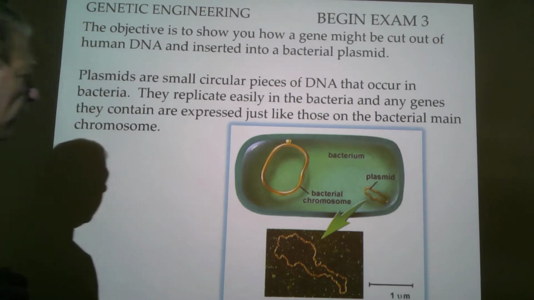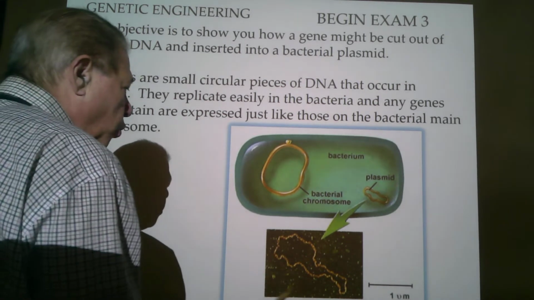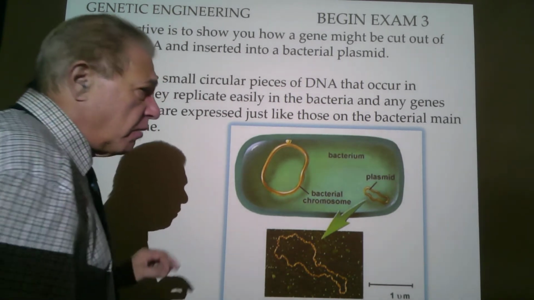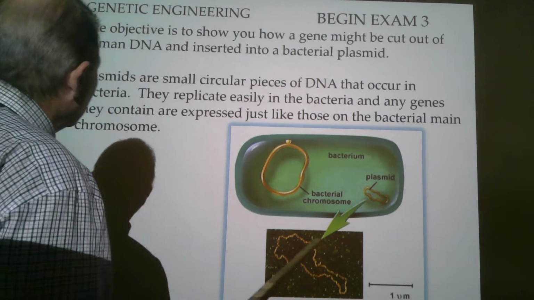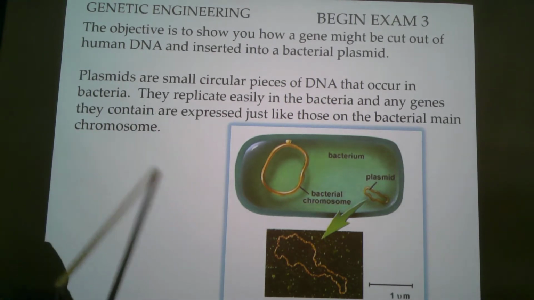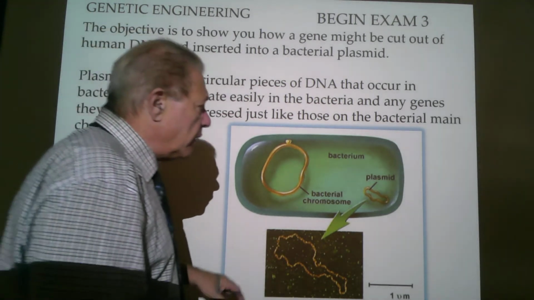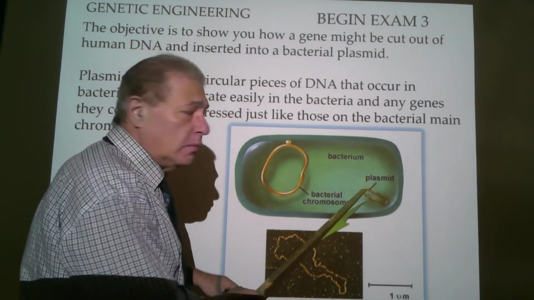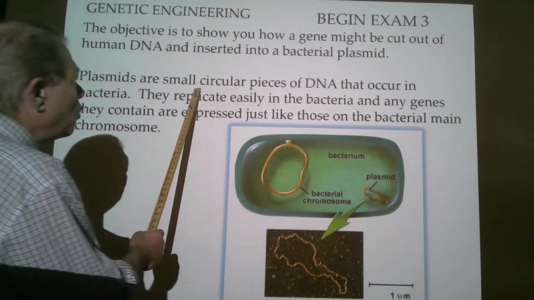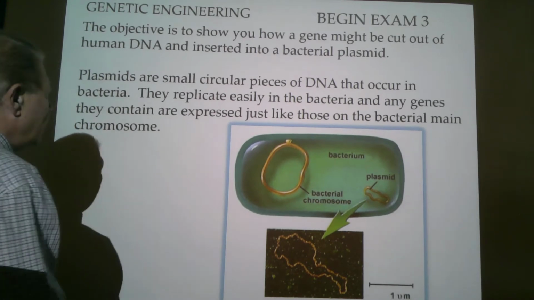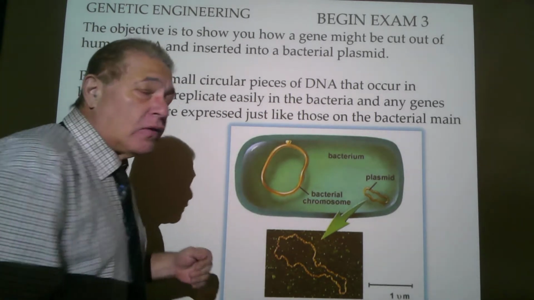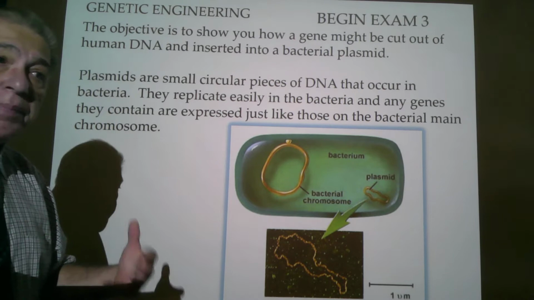Here's an actual microphotograph. This is 1 micron, which is very, very, very small. You cannot see that with a regular microscope. So what I want to focus in on are these plasmids that we see here. These plasmids are small circular pieces of DNA that can occur in bacteria. They replicate easily.